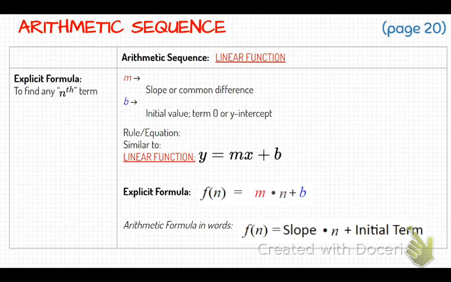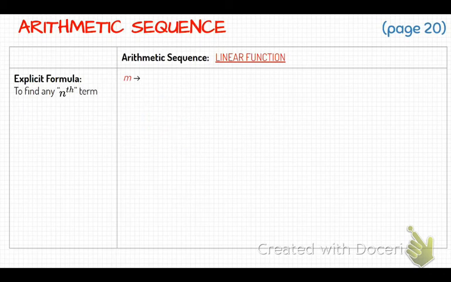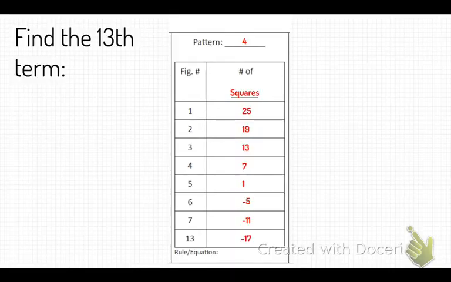We are going to go back to the last one that we had, and we are going to find the explicit formula for pattern 4, okay? So I know that that is not the 13th term. It is not negative 17. And I know my formula is f of n equals m times n plus b. Did I write that down correctly? Is that correct? Okay, in this case, what is my m value? What is my slope? What is my common difference? What is my pattern rule?